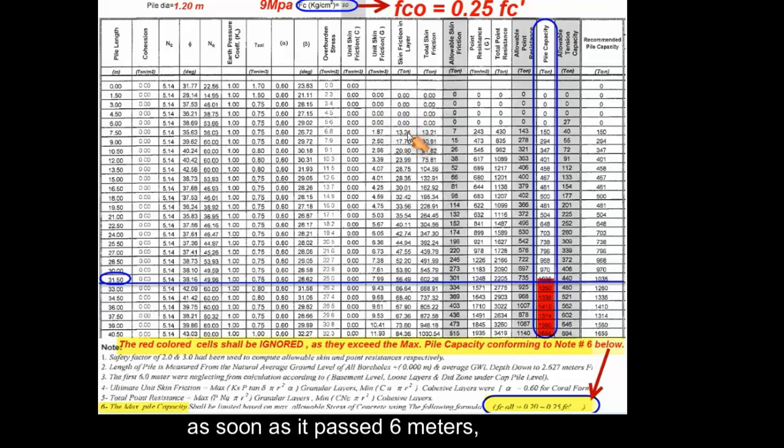As soon as it passes 6 meters, its friction begins to increase. It increases with depth, of course, because the surface area of the pile increases as I go deeper, until it reaches a certain number below. And so you will find the total skin friction, which is the skin friction of the two components, as you see here. At the end, the total skin friction reached 602.